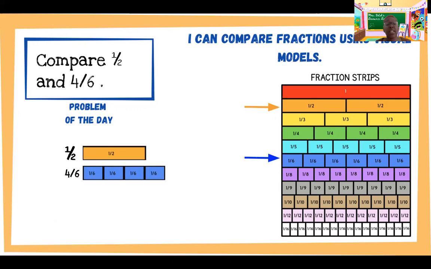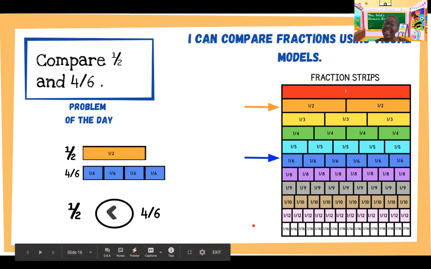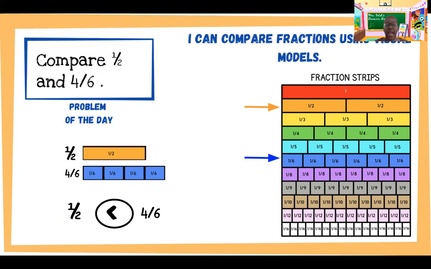Great job. Now remember, the whole purpose of comparing fractions is to figure out which fraction is larger. Whenever we're comparing fractions, we always think about our friend Greater Gator. And Greater Gator always eats up the biggest number. So which of these numbers would Greater Gator eat up? That's right, he's going to eat 4/6 because 4/6 is greater than 1/2.